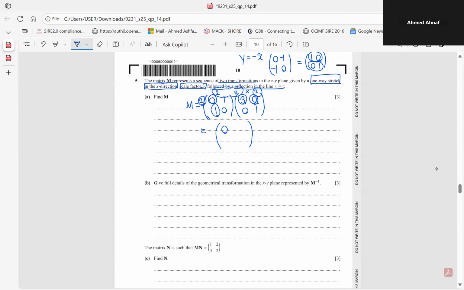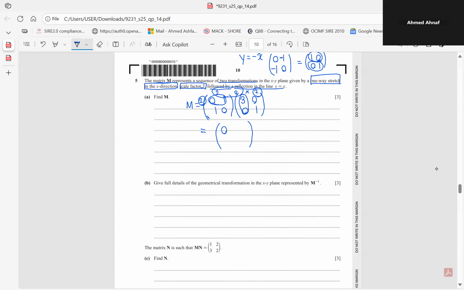Oh wait, sorry. You take the row and then the column. Okay, so you just erase all the circles. For the first element, you multiply the first row by the first column of the second matrix. So this is 0 times 3, which is 0, plus 1 times 0, which is 0. And the answer doesn't change.